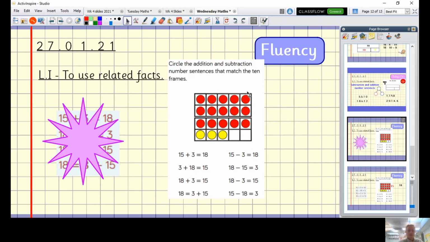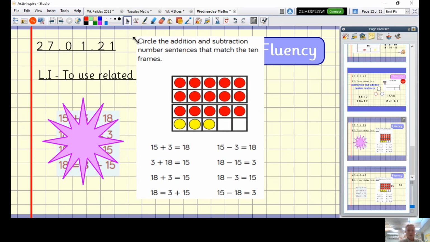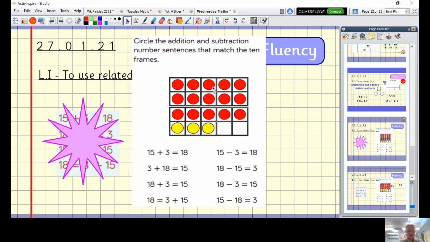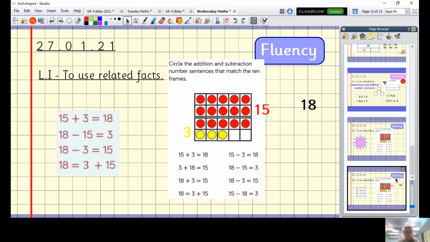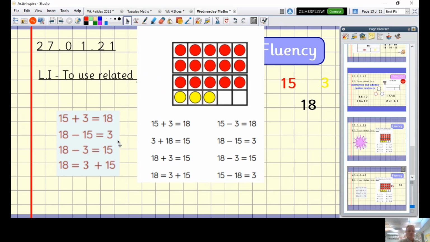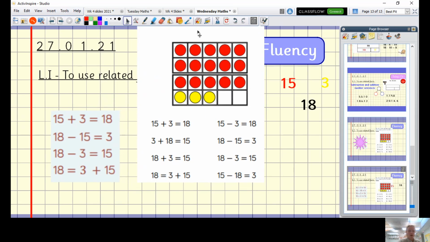Okay, let's do the fluency. Now it says here, circle the addition and subtraction number sentences that match the tens frame. So look at the tens frame here, count the red, count the yellow, and circle the correct ones. Okay, so now you've done that, I counted 15 red counters, 3 yellow counters, 18 in total. Okay, and if I did it as a whole part, it would look like that, wouldn't it? And the numbers that you should have circled are here.